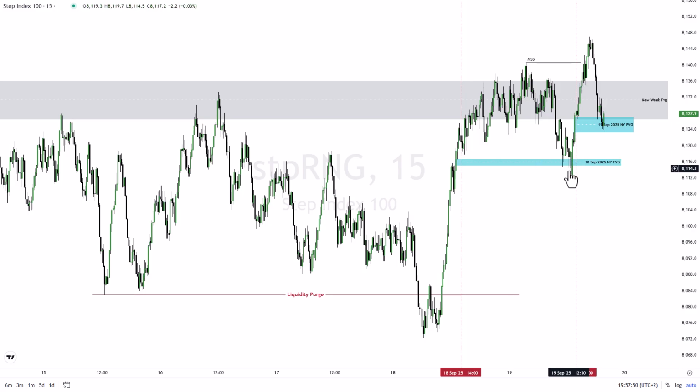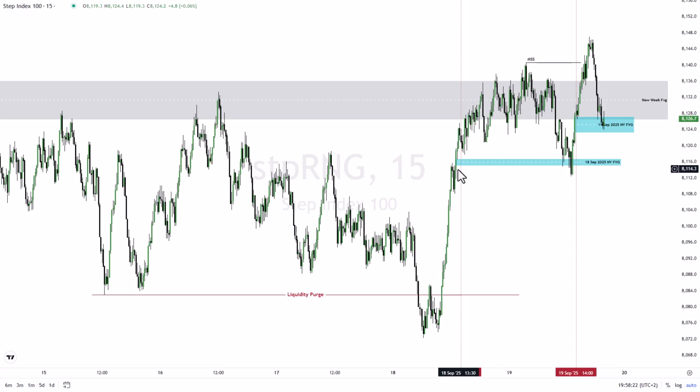Buying the support on the 18th of the New York fair value gap is a bit risky. The reason why I say it is risky is because there is no confirmation. Price is still resisting at the new week fair value gap, and just going long based off of the New York fair value gap, we need confirmation, good people.